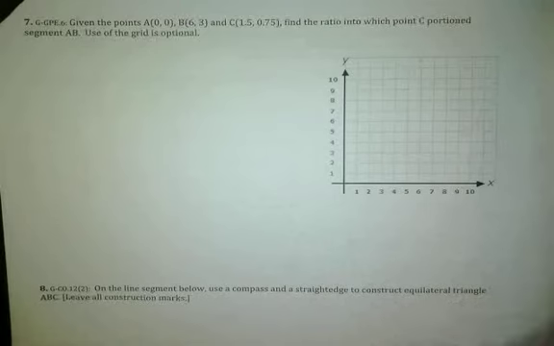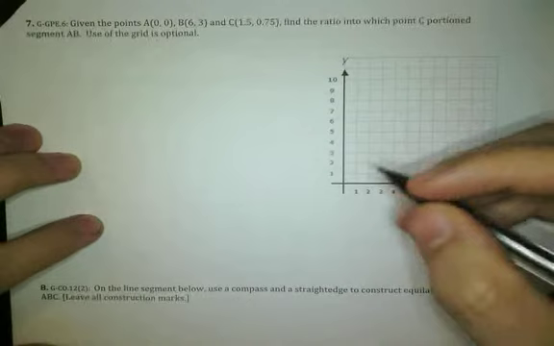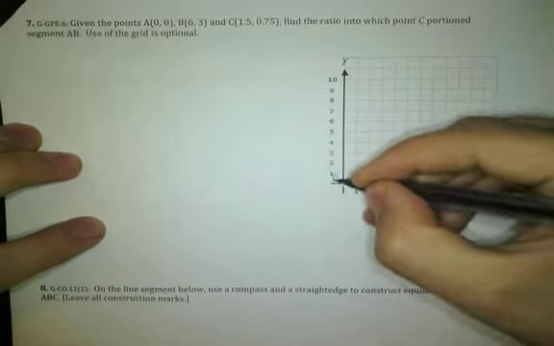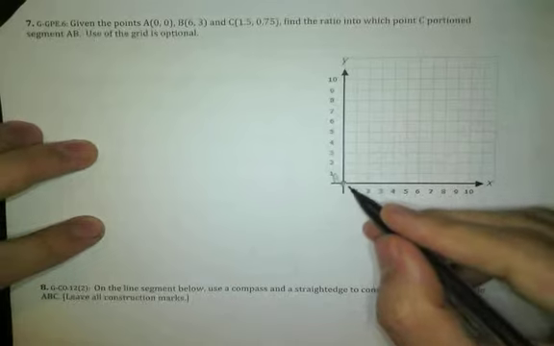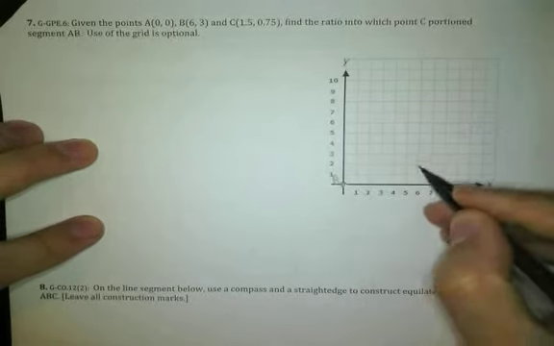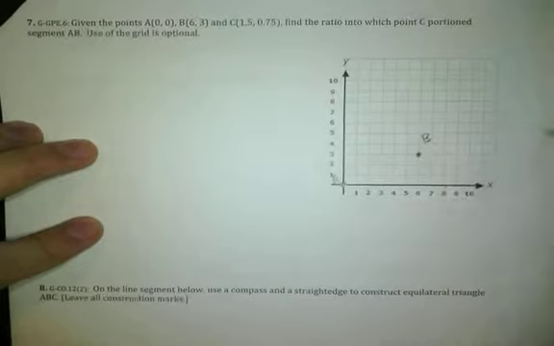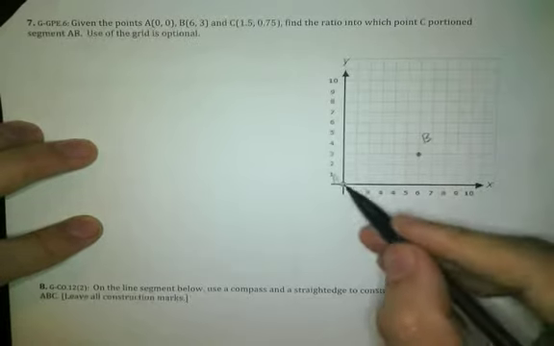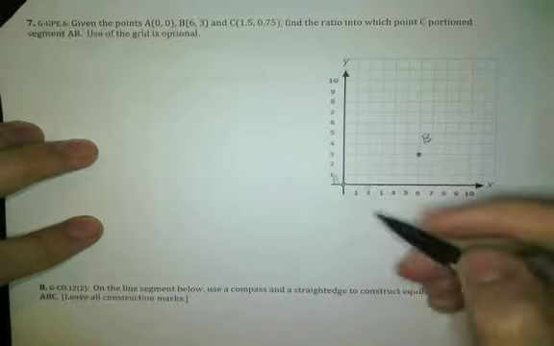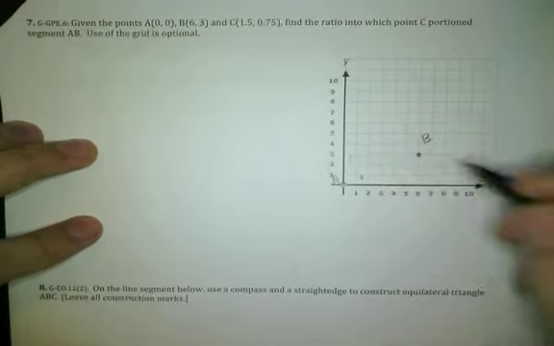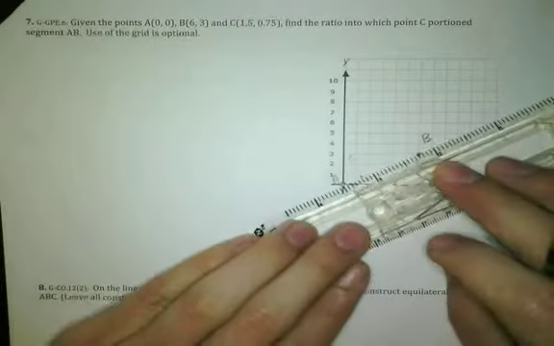The very first thing I'm going to do is plot the points A, B, and C. A was at the point (0, 0). B was at the point (6, 3), so I go over 6 and up 3, and I put a point for B. And C was at (1.5, 0.75), so I go over 1.5 and up 0.75. It's roughly right here. So I label that C, and I use a straight edge to connect the dots.